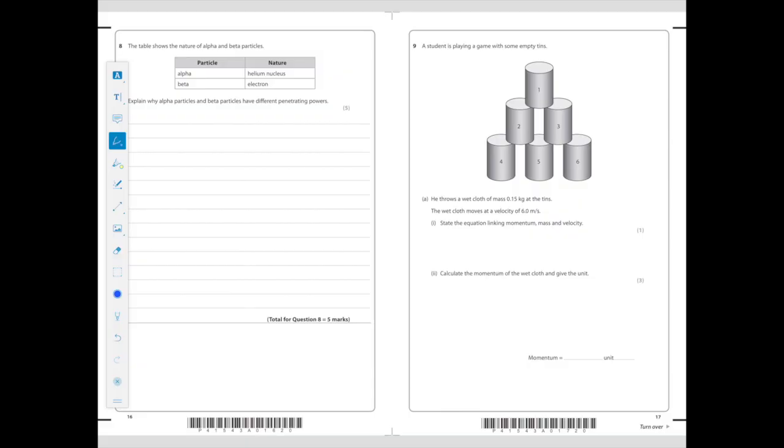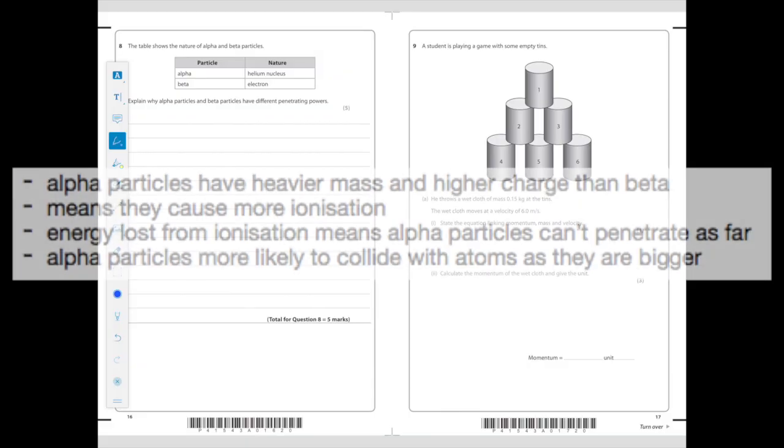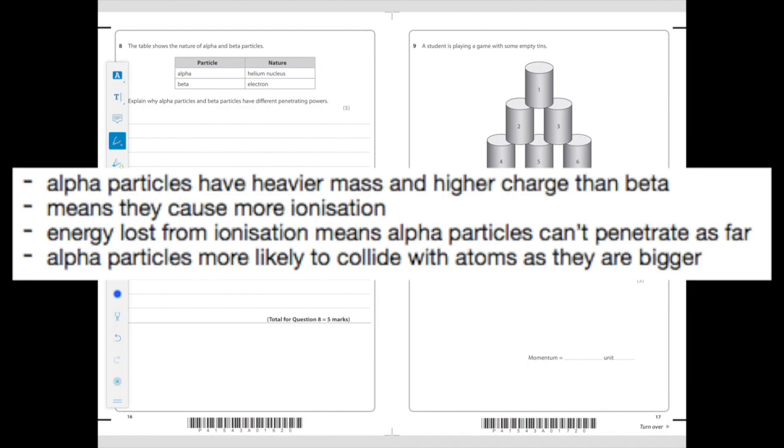So state first of all that alphas are much larger because they're made up of 2 protons and 2 neutrons, so they have a heavier mass, they have a higher charge. This means that they cause more ionization, which means they can't penetrate as far, and that's due to all the energy which has been lost as they've caused lots of ionization. And also point out that the alpha particles are more likely to collide with the atoms because they are bigger.